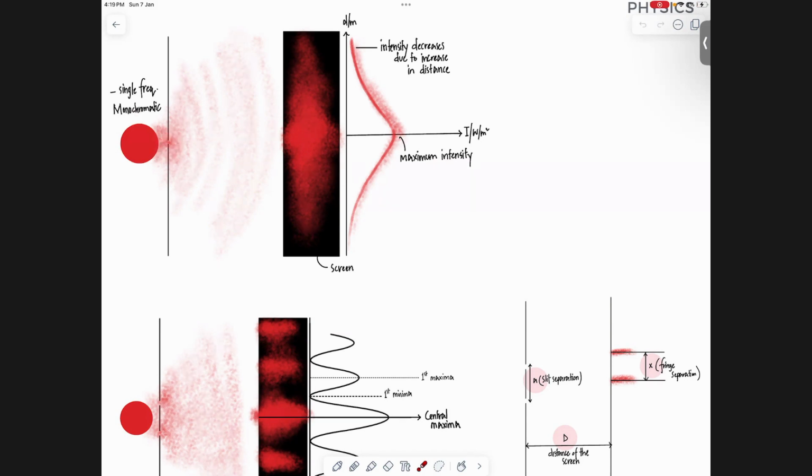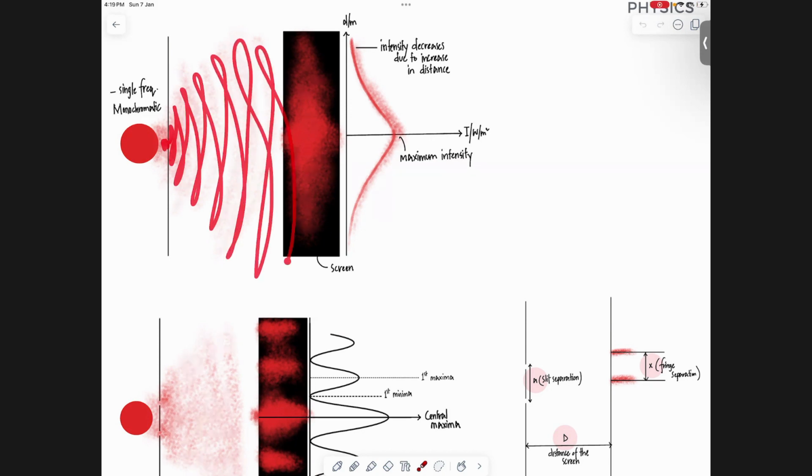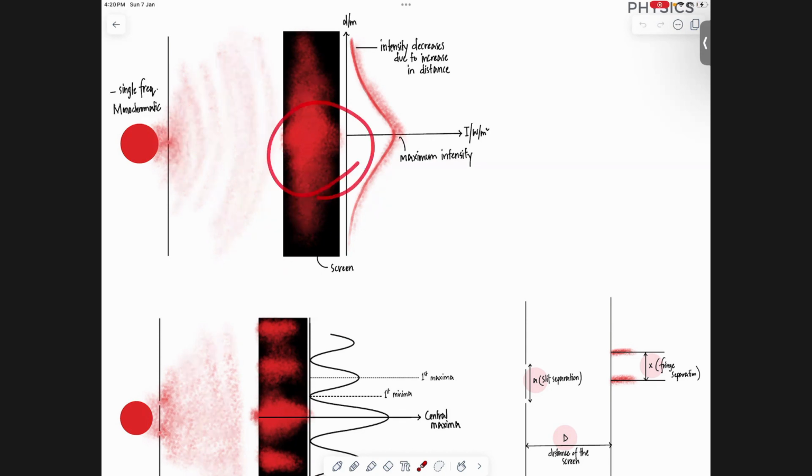As the light passes through the single slit, it undergoes diffraction. So it spreads like that. And the light then goes and reaches the screen. We find that the brightest part of the screen is at the center because the light has traveled the shortest distance there. The further and further you go away, the light starts to fade out, right? And this is how the graph looks. This is the intensity versus distance graph, okay?